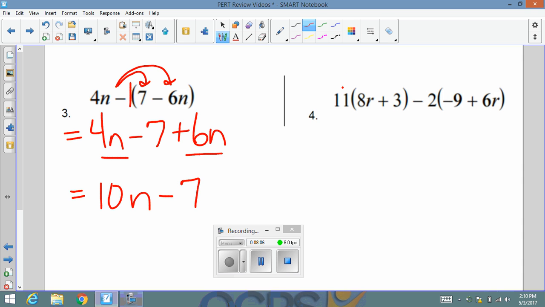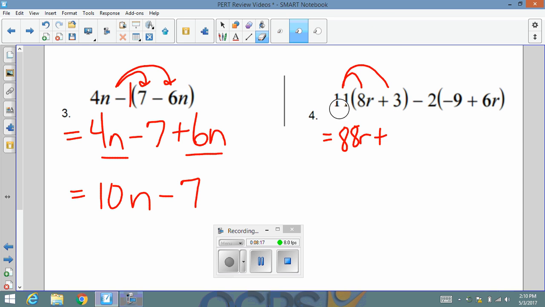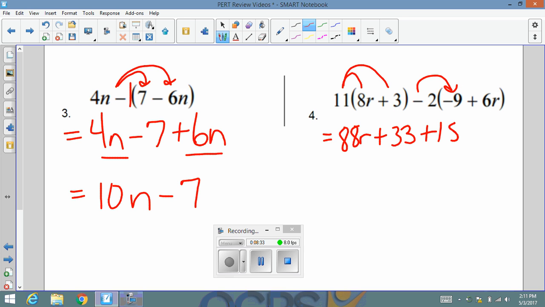So here we go. I'm going to start by distributing my 11 only to the parentheses that follow. So 11 times 8r is 88r plus 11 times 3 is 33. Notice I'm not writing out that step where I show you what I multiply. Here, don't forget you're distributing a negative 2. So negative 2 times negative 9 is a positive 18. Negative 2 times 6r is a negative 12r.